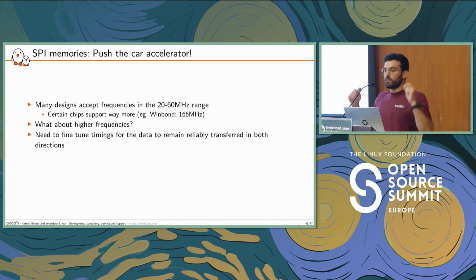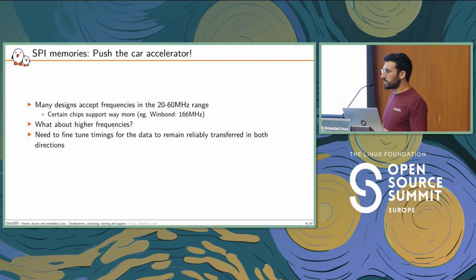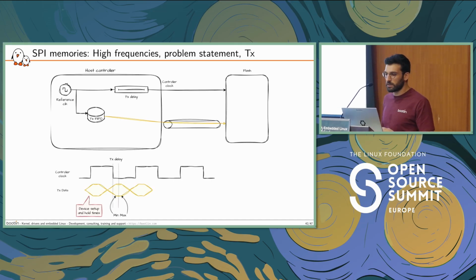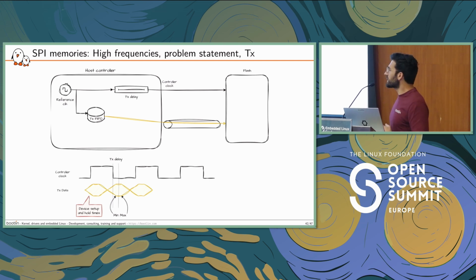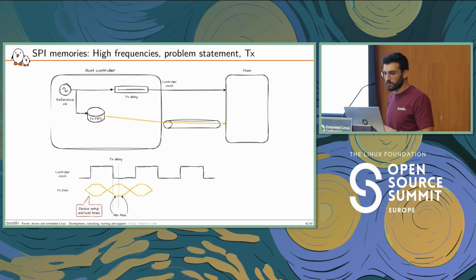Can we go even further? Because so far we've been limited to 20 to 60 megahertz buses, maybe up to 100, but not much more. Higher frequency will typically require extra tuning. It's not like you can just turn the speed up and expect good results, because the sampling will not happen correctly. So, a rapid explanation, hopefully, about the sampling part.